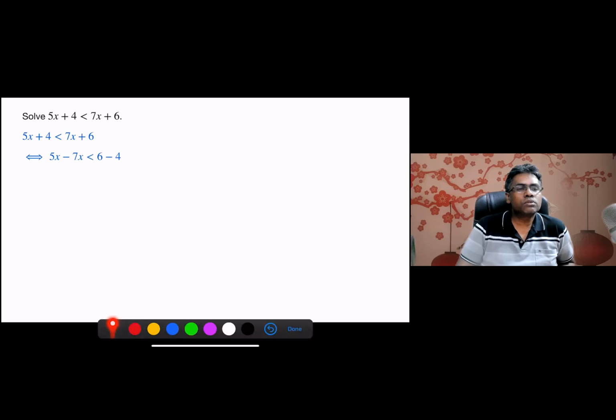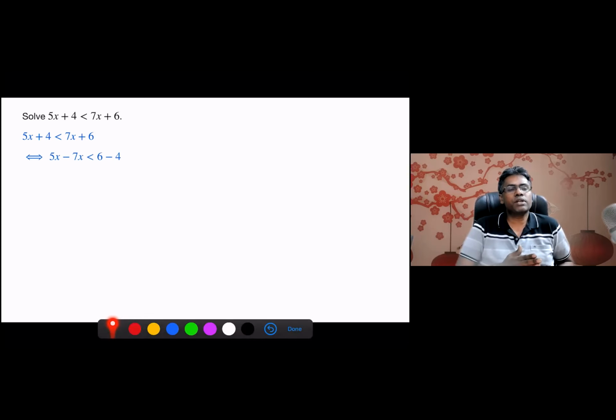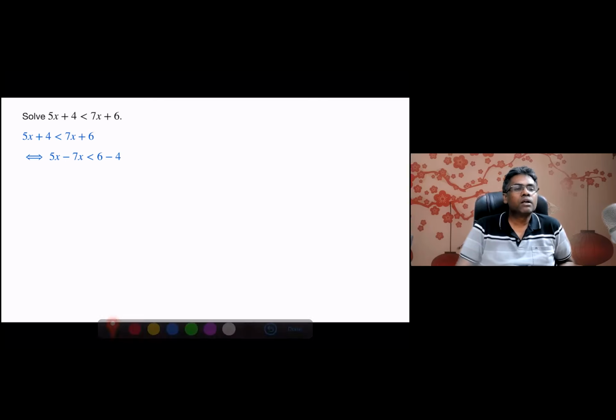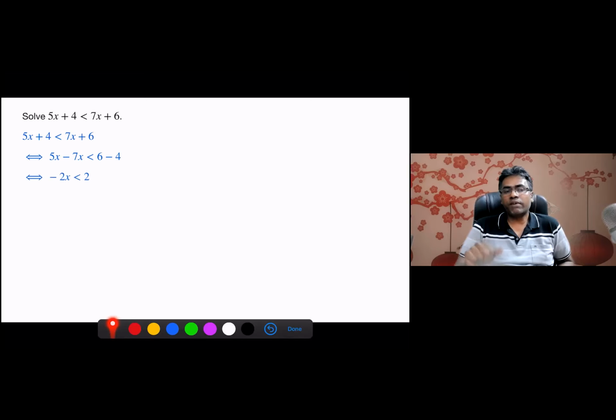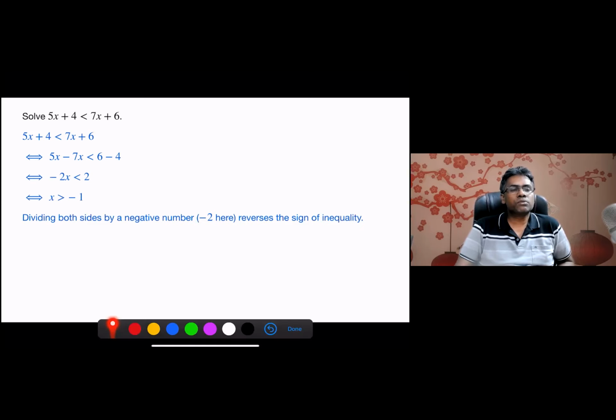Here again, -7x, I can bring it to the left-hand side, and 4 to the right-hand side. If you switch sides, the sign will change, but the inequality sign doesn't change because you are adding and subtracting. Then -2x is less than 2. Now we are dividing by -2, and you carefully reverse the sign. That is good. So that should become x greater than -1. Dividing both sides by a negative number, -2, reverses the sign of the inequality. Fantastic.